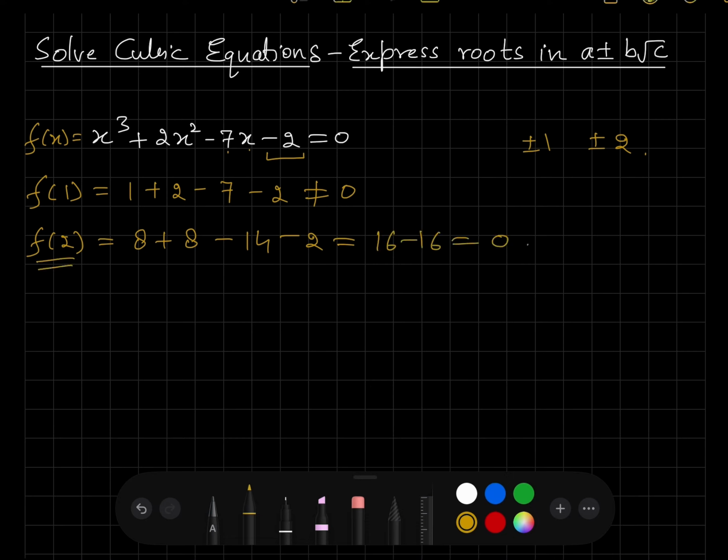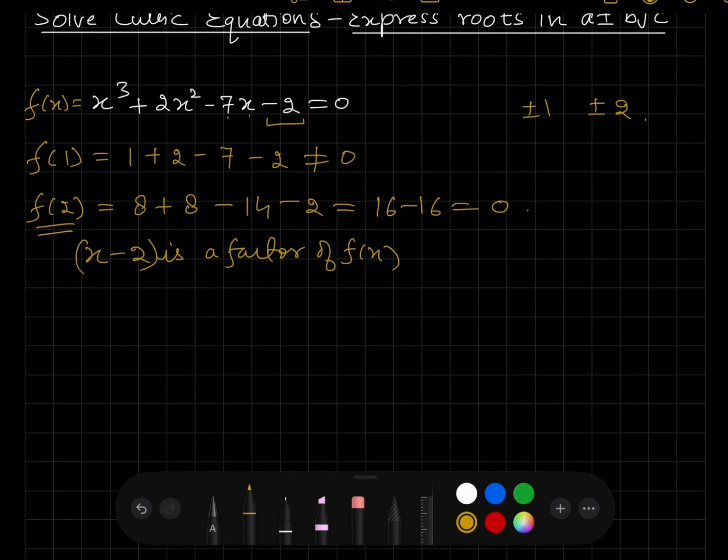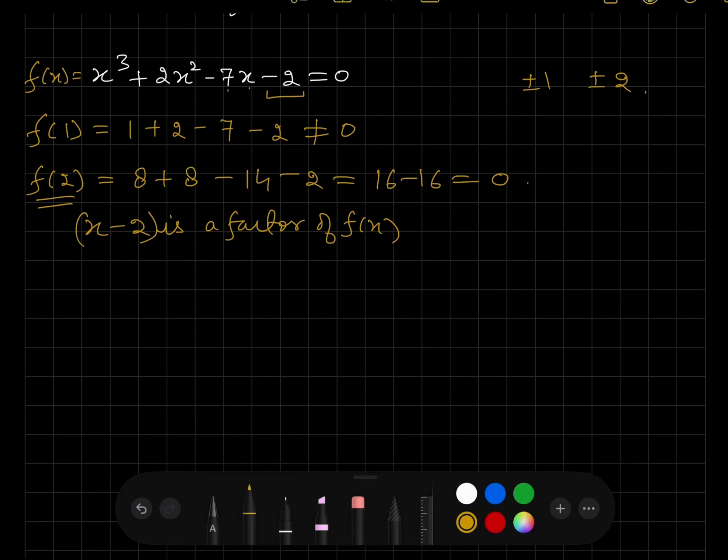What does it mean? That x minus 2 is a factor of my f(x) function. Now I have to find the other factor by dividing. I can divide by the long division method, or I can use the synthetic division method. I would prefer synthetic division, that is a very easy, very fast method, as I have explained in the previous video also.